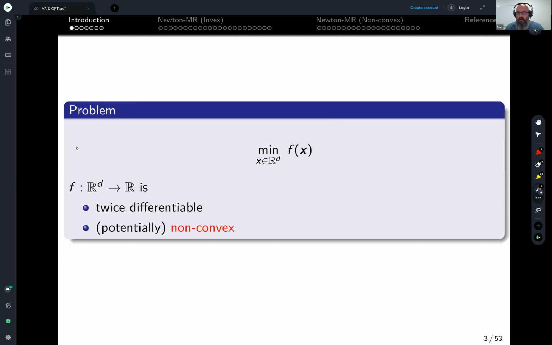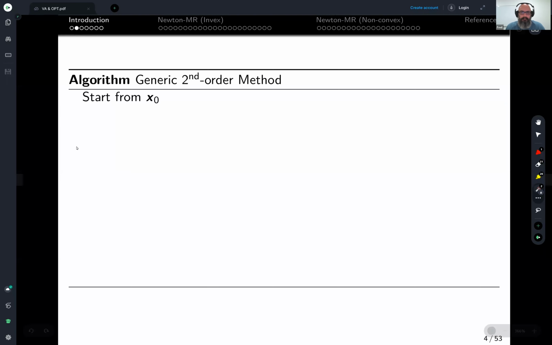The main problem is simple: unconstrained optimization of a smooth enough function. Because we're really interested in second order algorithms, we at least require twice differentiability. But convexity and non-convexity is not really a condition that we focus on. It could be anything. The goal is to be able to optimize an arbitrarily given smooth function.